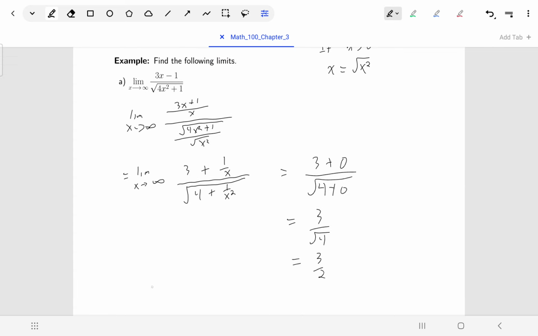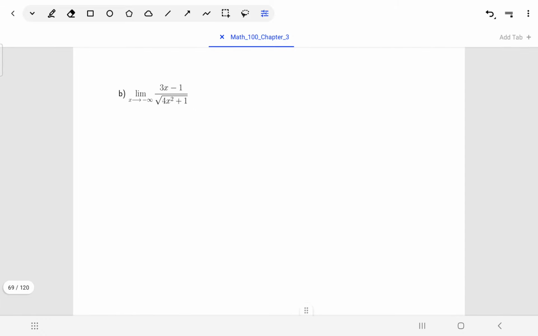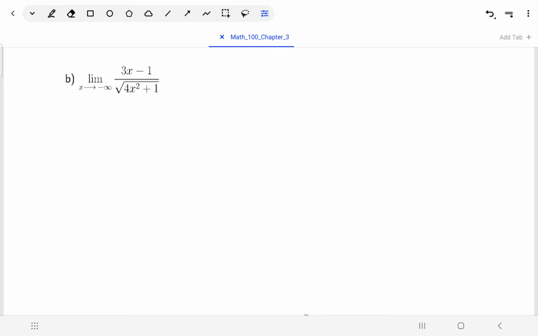So just as a little aside here, that means on the right side of the graph, the horizontal asymptote is y equals positive 3/2. We're going to now look at the other side. What if we were looking at the limit as x goes to negative infinity? So it's exactly the same function as before. Just now we're looking at the limit on the left side of things.